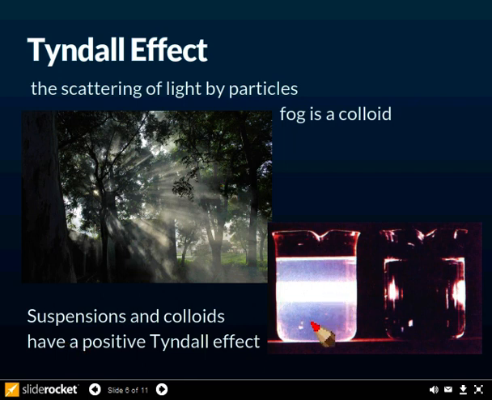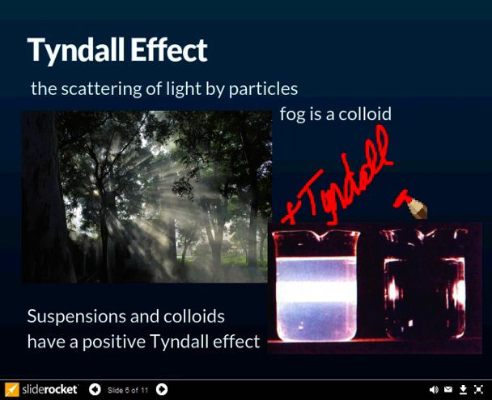Okay, this is where we're actually doing it in the lab. So this has some water in it with a few drops of milk. Now, milk is a colloid. Okay, when you shine a flashlight through this, you see the beam all the way through it. And so this is a positive Tyndall effect, telling you that that mixture in that beaker is a colloid.